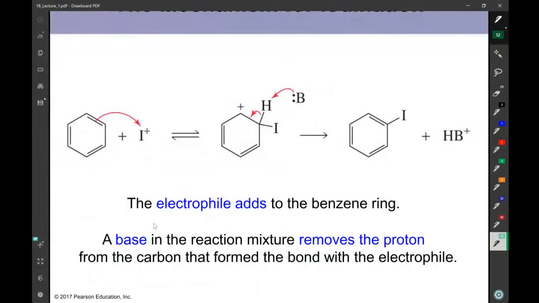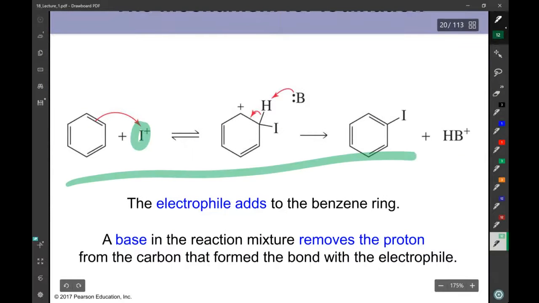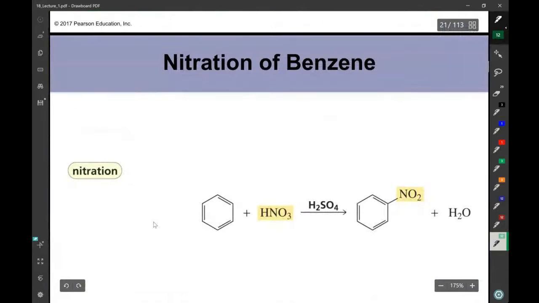And so once the iodine is generated, the mechanism is very similar to the other one. The first step of the mechanism, electrophilic addition, and then the second step of the mechanism, removal of the proton, which is the same as what we've been saying before.